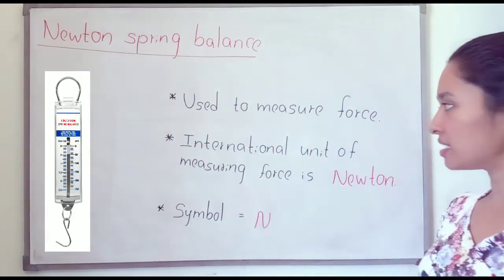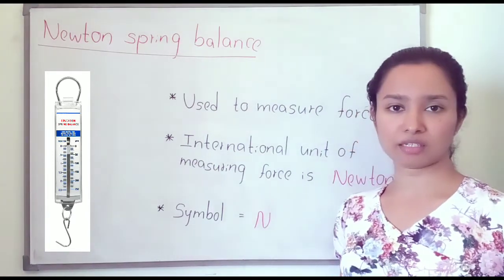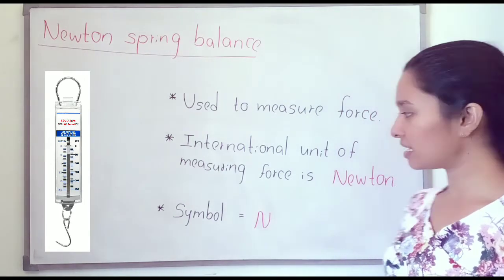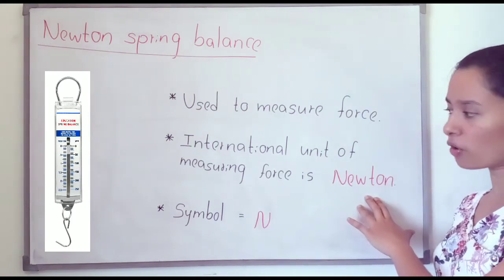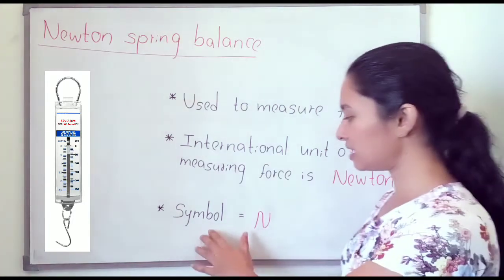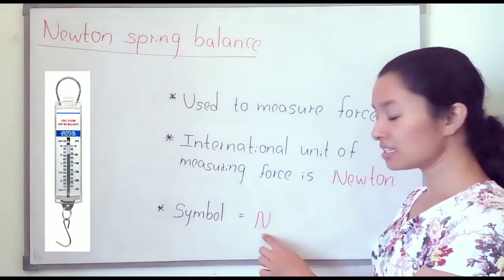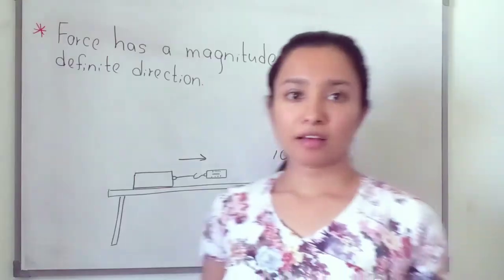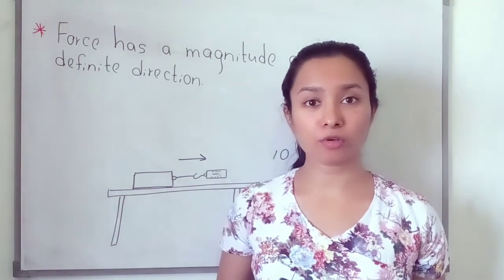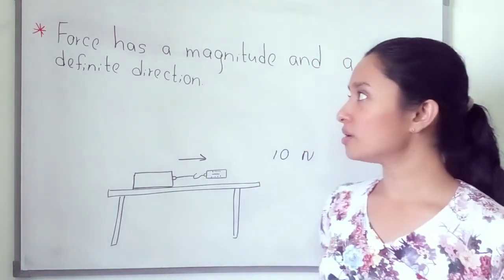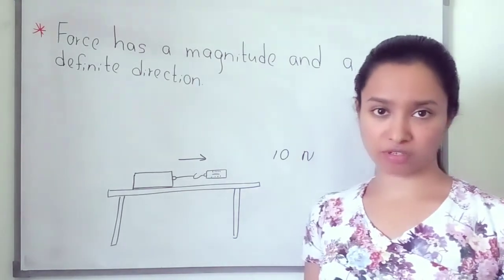Yes, force. So what is the international unit of measuring force? You should know what is the international unit of measuring force. That is Newton. Newton is the international unit of measuring force. The symbol is capital N. When you are writing a force, you have to write this symbol. Okay? We are talking about force. Applying force means pushing or pulling. So, force has a magnitude and a definite direction.